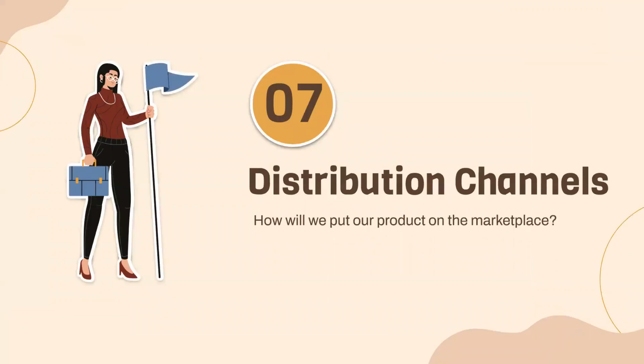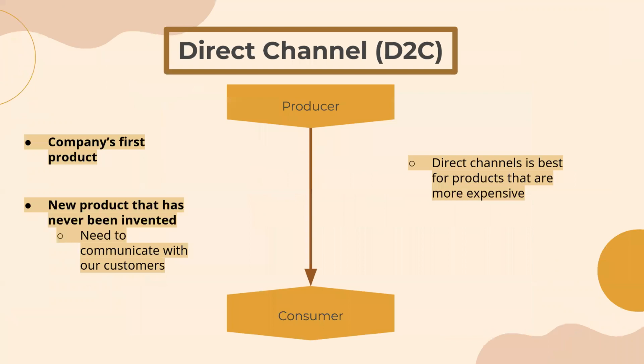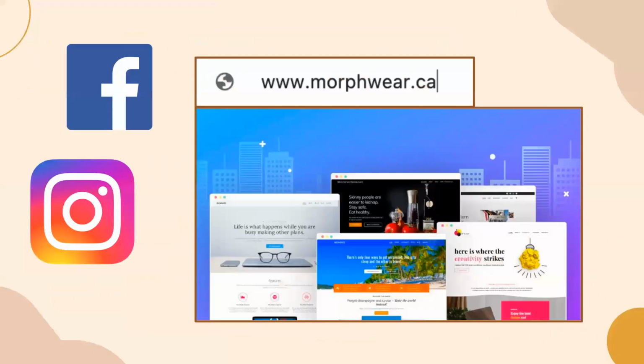Next are the distribution channels. Since this is our company's first product, the best way to distribute it is through direct channels, as they will allow us to communicate and properly introduce our customers with the products. After all, the product is relatively expensive and the demand is fairly elastic, so we want customers to feel as engaged as possible.